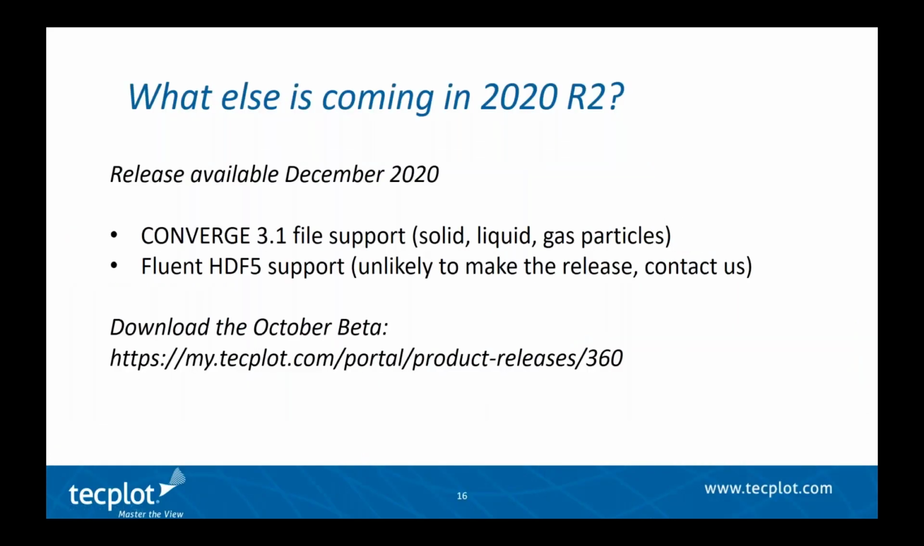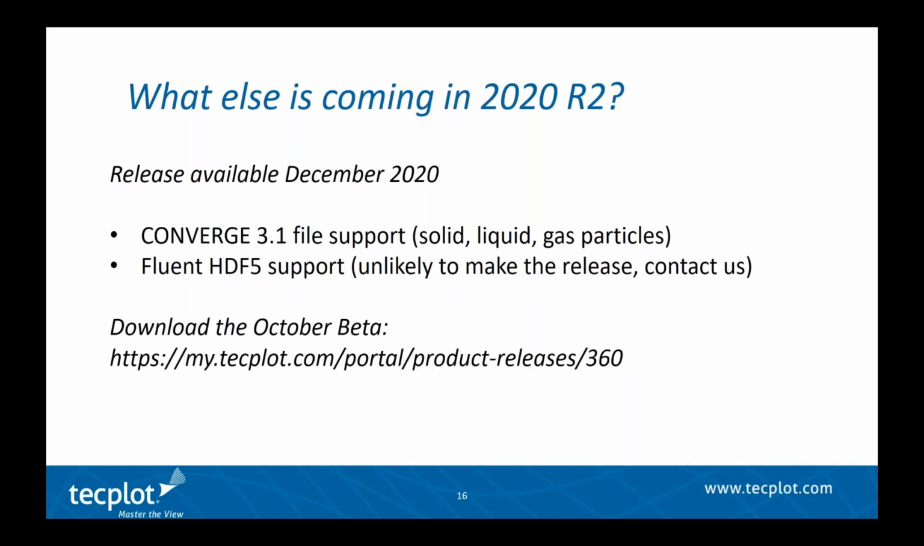Okay, so those are the main capabilities that are in this beta. So what's coming up next between now and the actual release date in December? We're going to be adding Converge 3.1 file support. Our understanding is Converge 3.1 is going to be available around the turn of the year, but we're going to get our data loader ready for those Converge users. They're adding solid, liquid, and gas particles to the 3.1 file format, so we'll be ready for that.